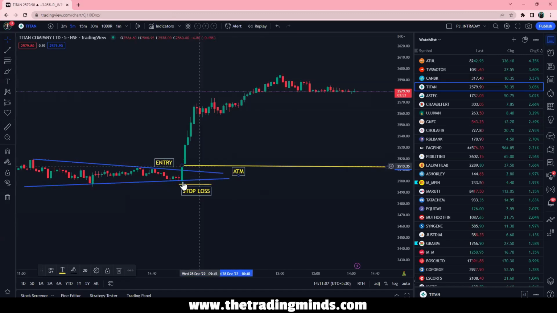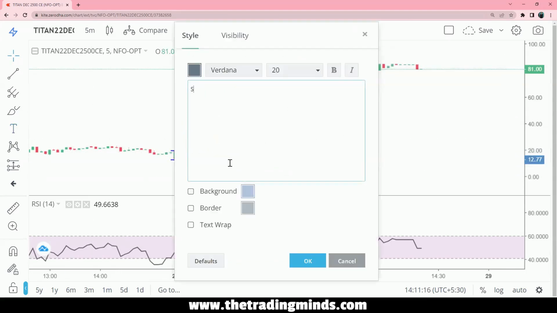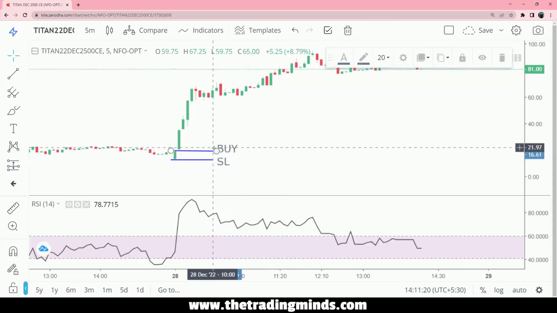And stop loss, like I said, the lowest of this candle is my stop loss. According to this point, the lowest of this candle is stop loss. So this stop loss will be around 12.7. So this is my stop loss. So 19.2 is my buy price, stop loss will be 12.7. So I note down here.